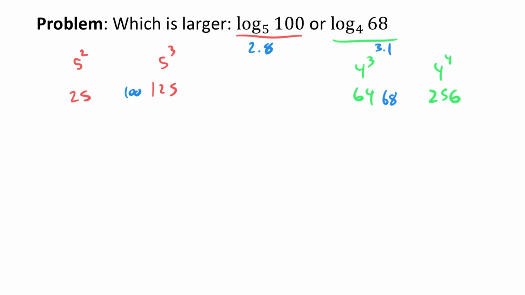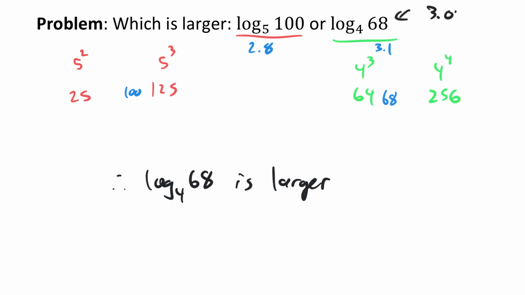Okay, so again, we can see that while we don't have the exact value, which is larger, we know that log base 4 of 68 is clearly larger. And if you go ahead and check it on your calculator, the exact value for this is 3.044. The exact value for this is going to be 2.861.